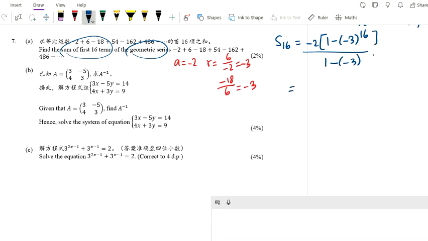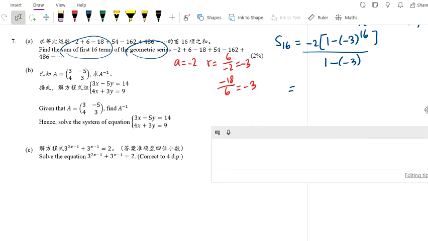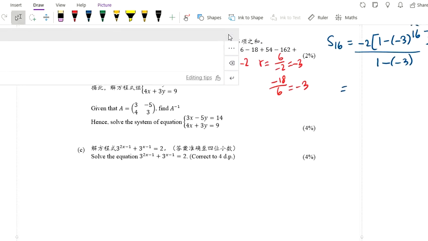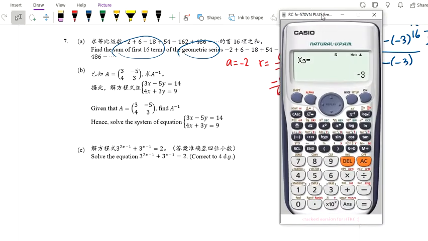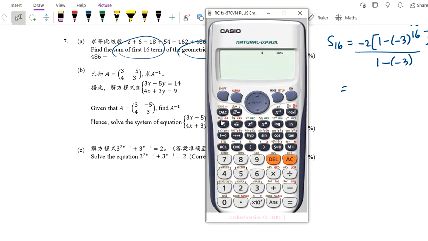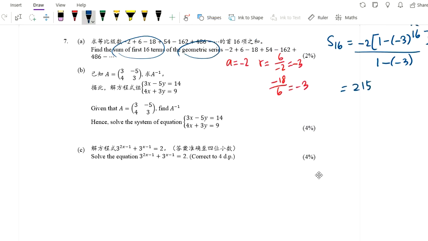I think I will just quickly use the calculator. Negative 2, 1 minus negative 3 raised to the 16, then 1 minus negative 3. So it is 21,523,360. Make sure you don't copy wrongly from the calculator.